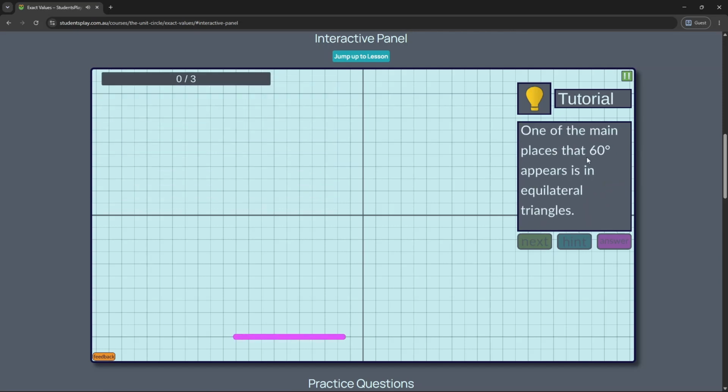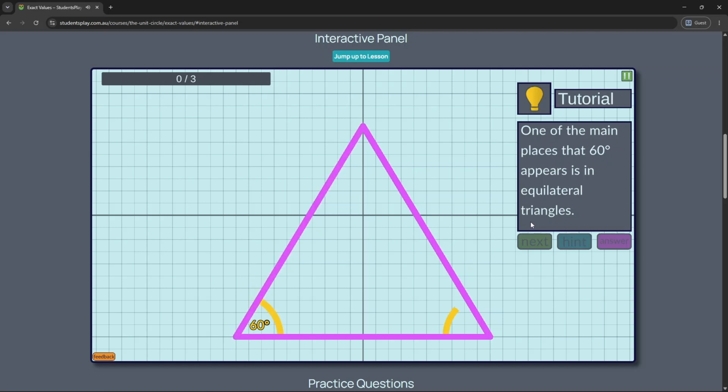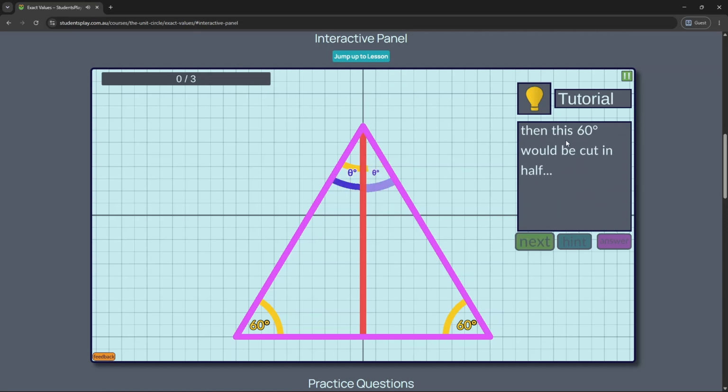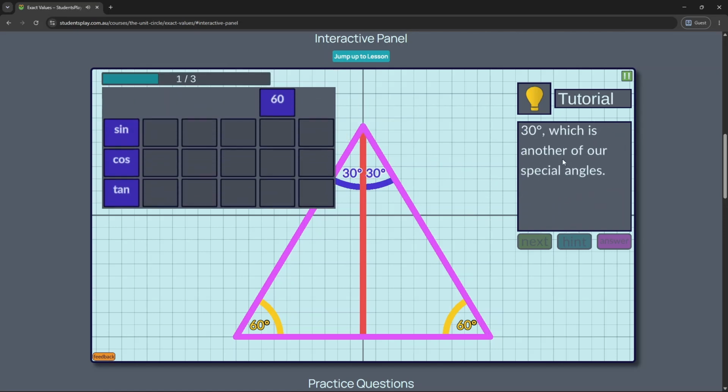One of the main places that 60 degrees appears is in equilateral triangles. And if we were to cut it in half down the middle, then this 60 degrees would be cut in half. And theta would be half of 60, which is 30 degrees, which is another one of our special angles.